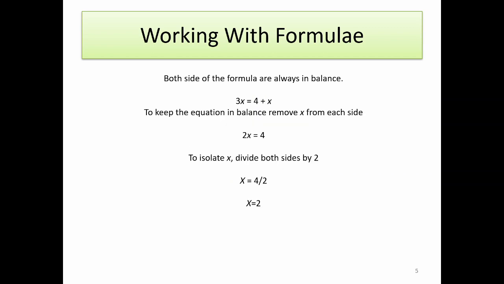So if we try to work out the value of x in this formula here, 3x equals 4 plus x, to keep the equation in balance, we can remove x from each side, and we'll see that 2x equals 4, because we need all the x's on one side. We can't work out the answer if we've got x's on both sides. So by subtracting x from both sides, we get 2x equals 4.